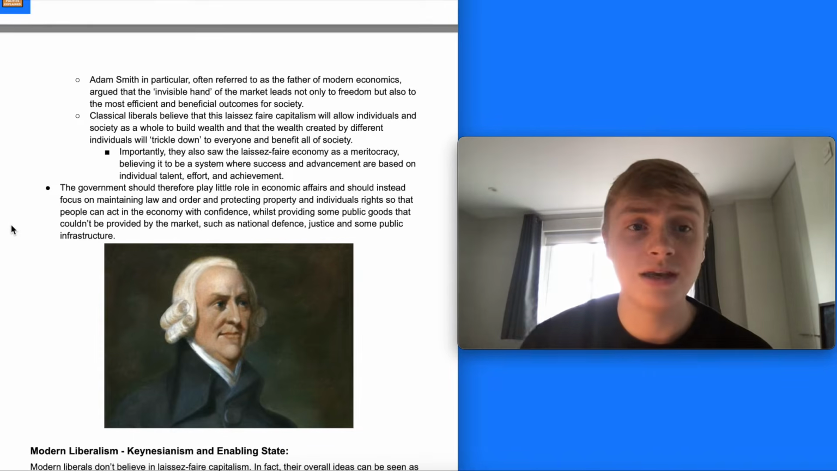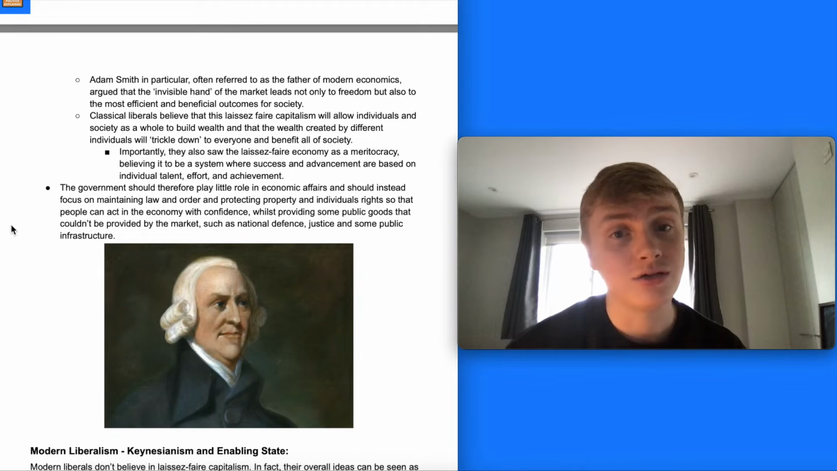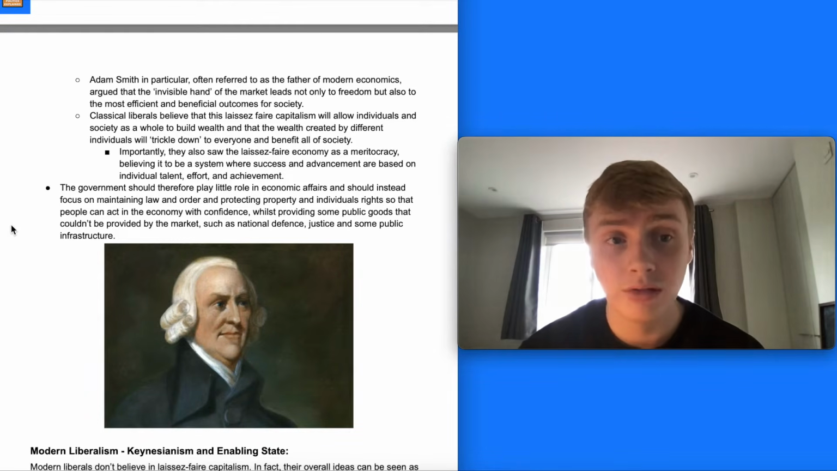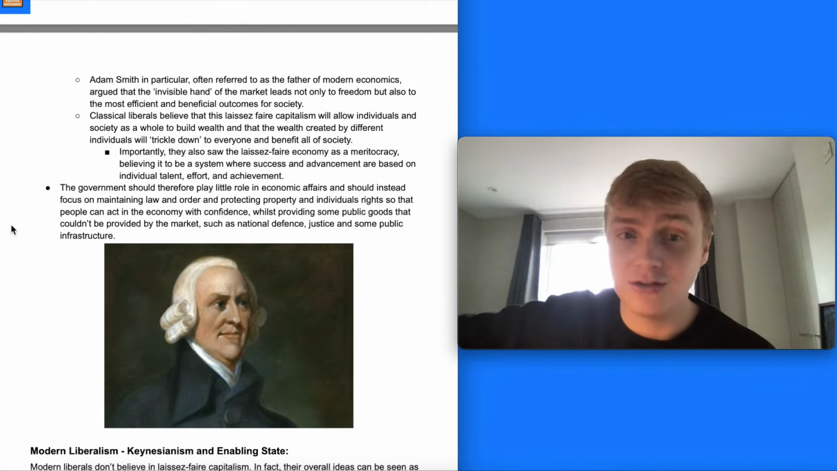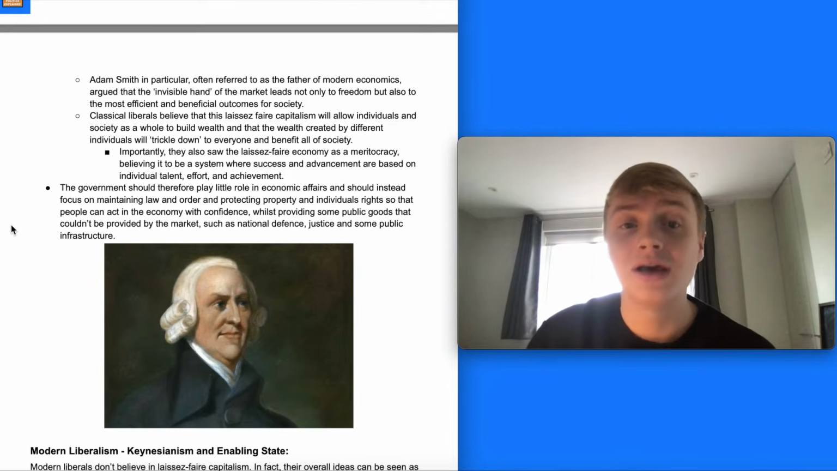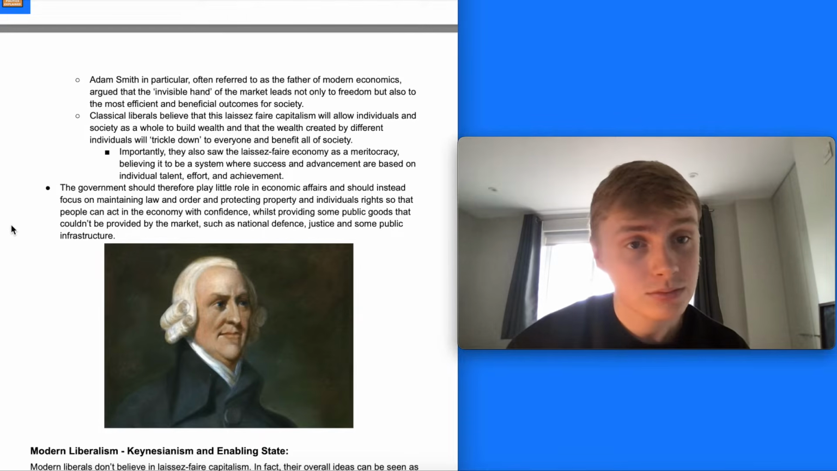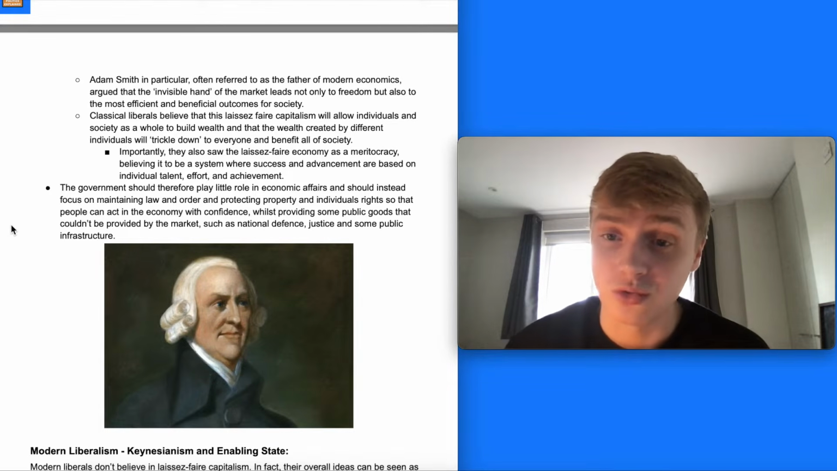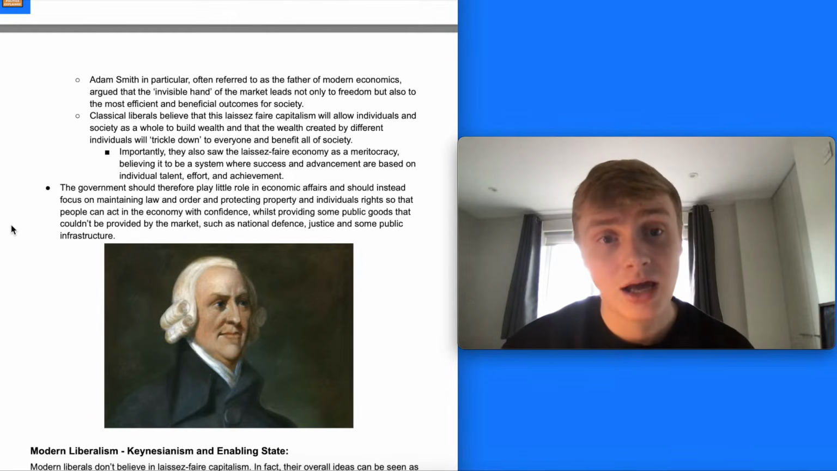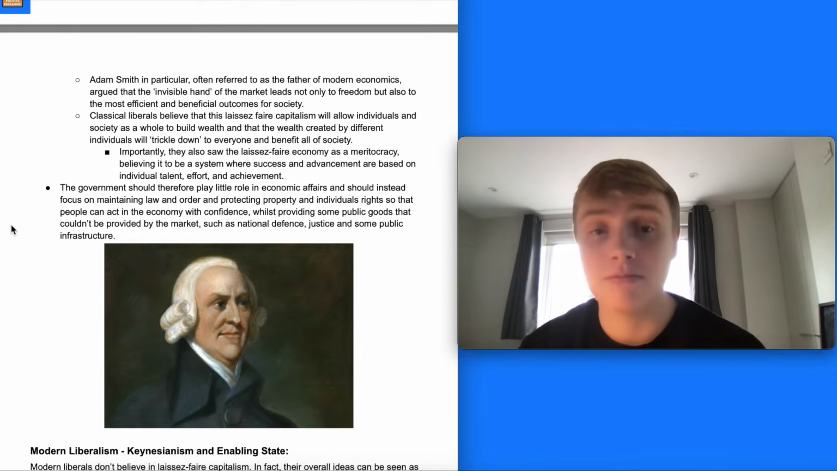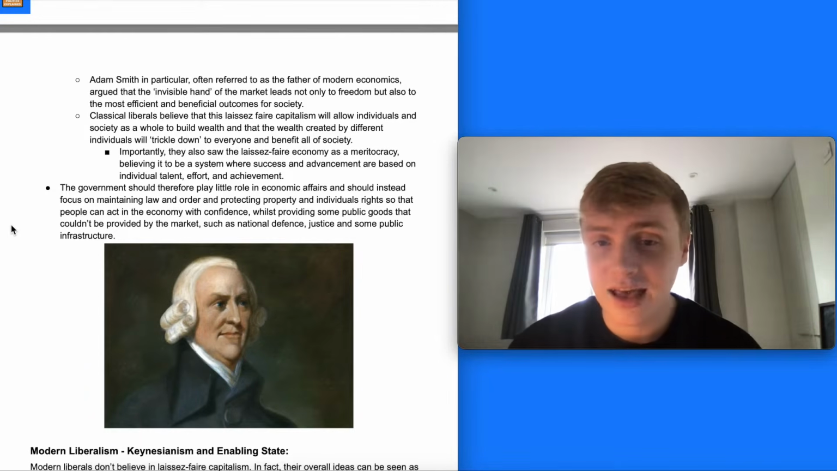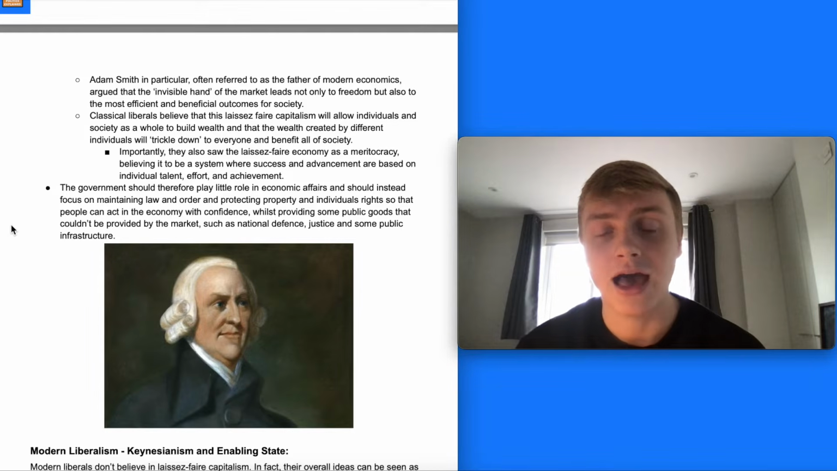So classical liberals believe that this laissez-faire capitalism allows individuals and society as a whole to build wealth, and that this wealth created by individuals will naturally trickle down to everyone and benefit all of society. And importantly, meritocracy was also important, as they saw laissez-faire capitalism and a laissez-faire economy as a meritocratic system, where success and advancement are based on individual talent, effort, and achievement.